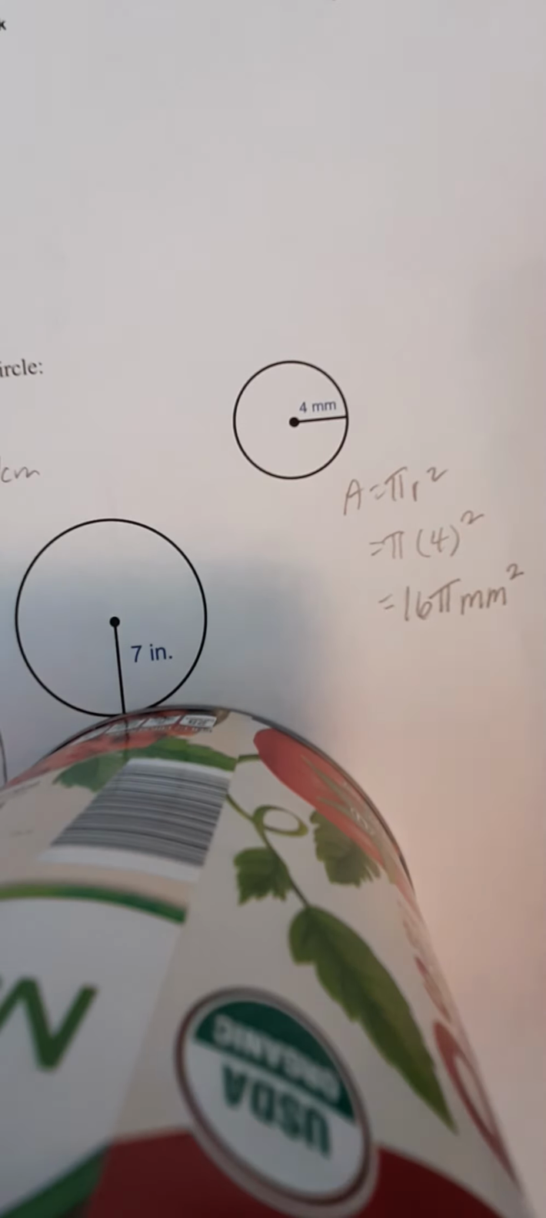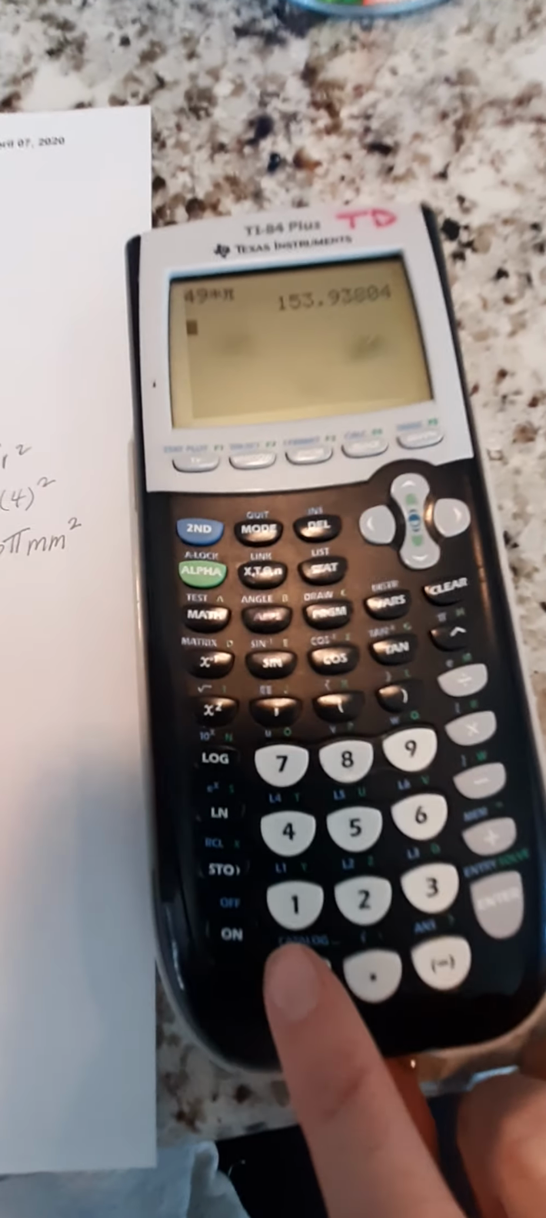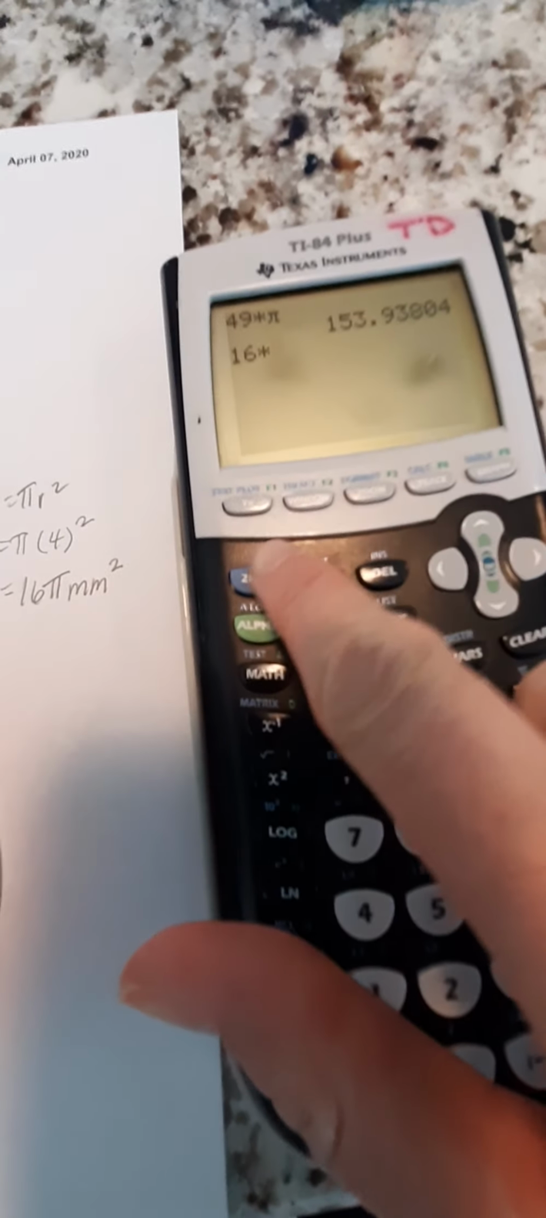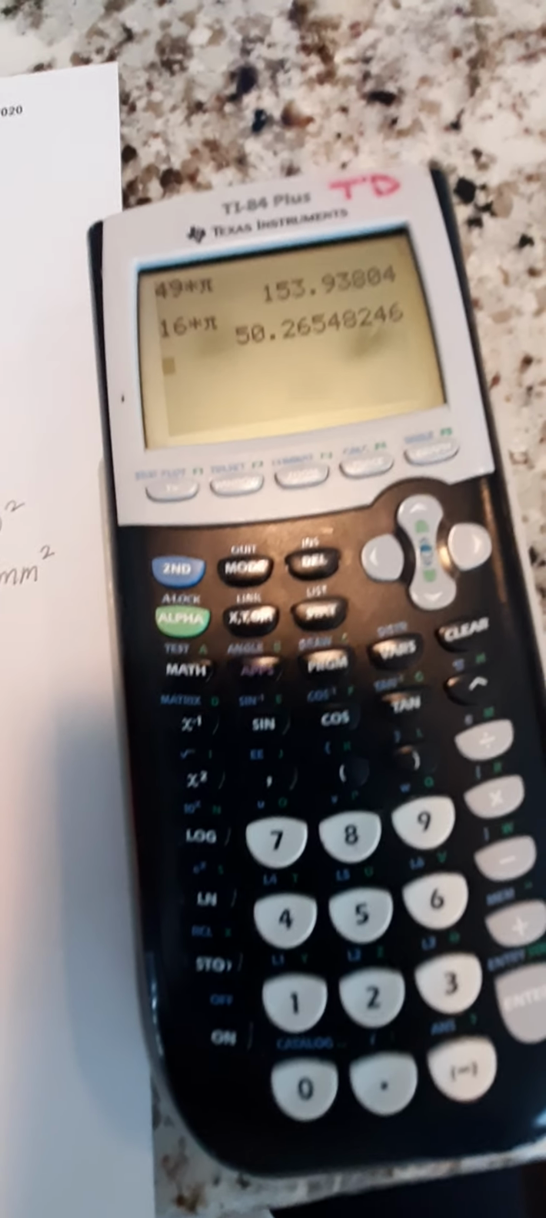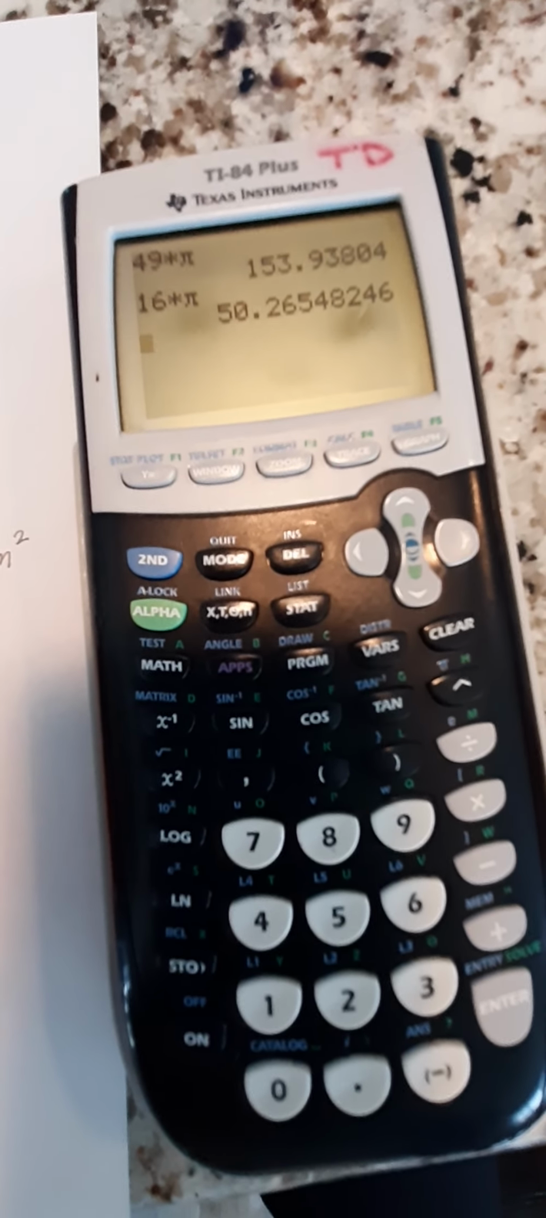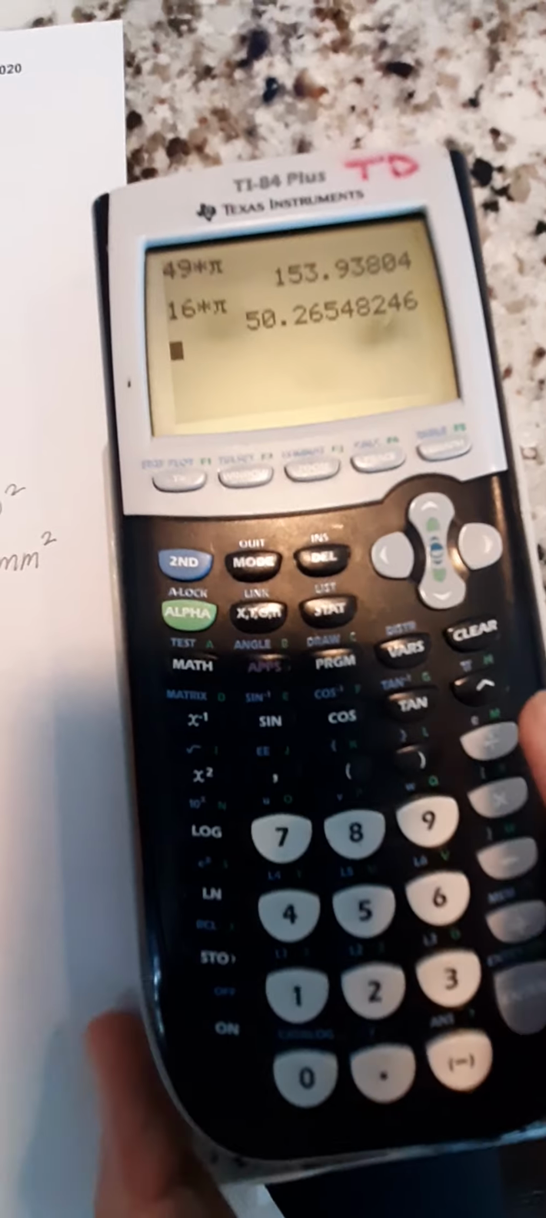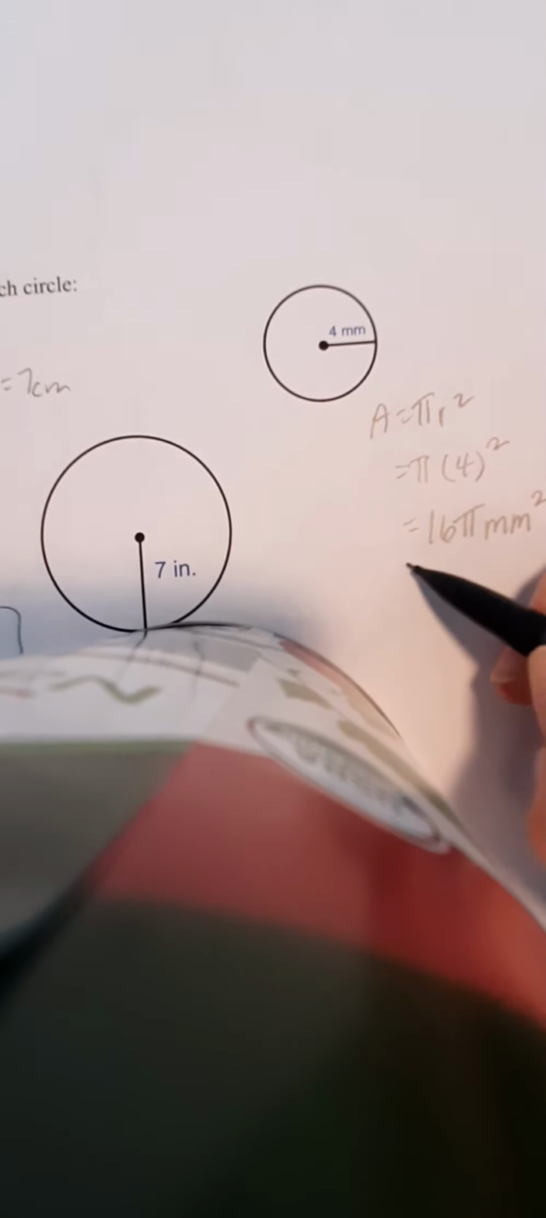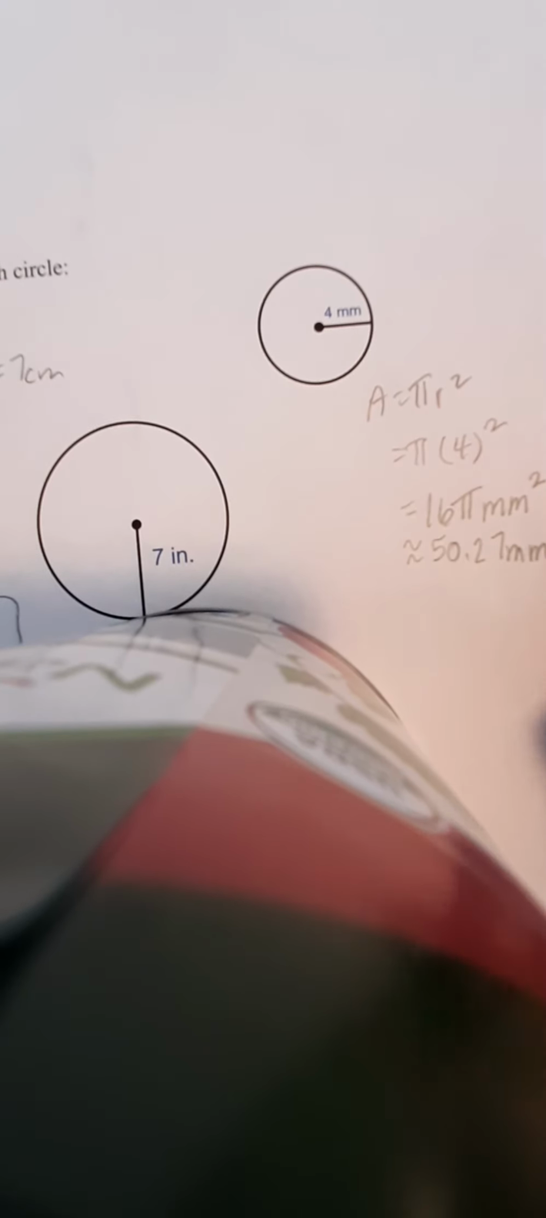So now if I go to my calculator and I do 16 times pi, and I round that to 2 decimal places, that's about 50.27. I'll go back to my paper. 50.27 millimeters squared. Okay, so again, just pay attention to the directions on Math Excel and how they want you to leave your answer.